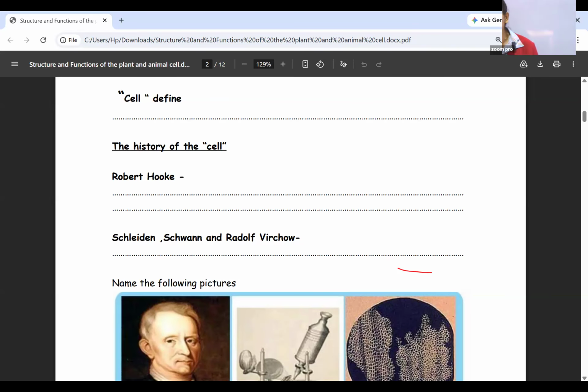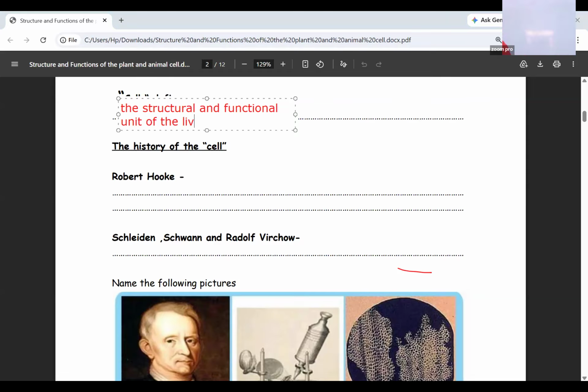We'll write down the definition. You write the structural and functional unit of the living body. The structural and functional unit of the living body. So that is the definition of the cell, right?